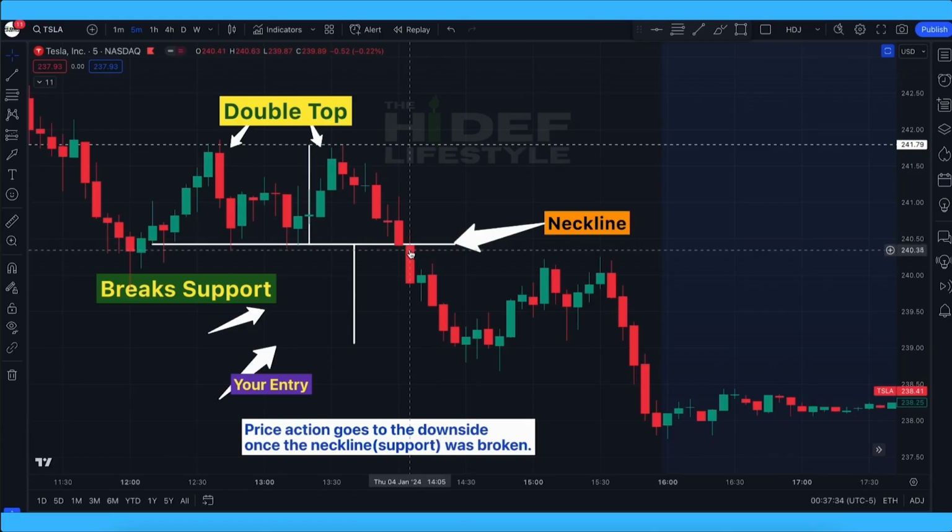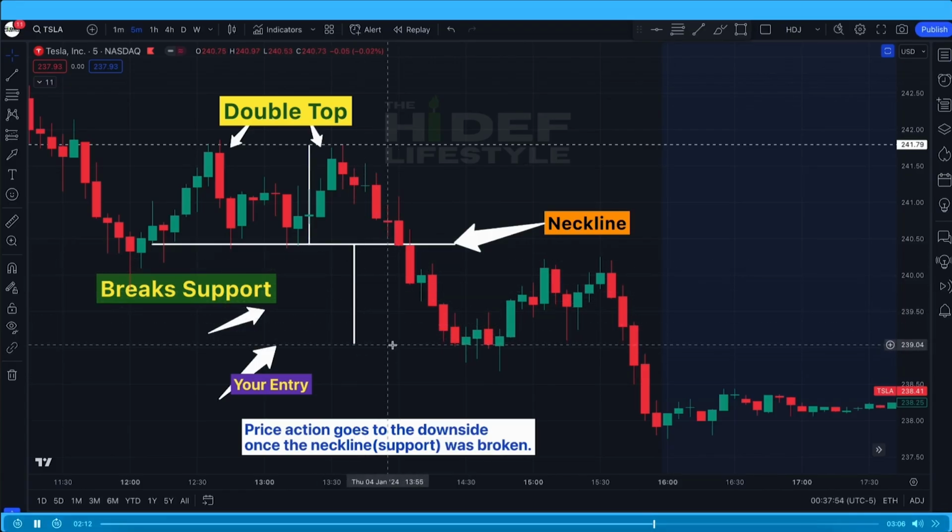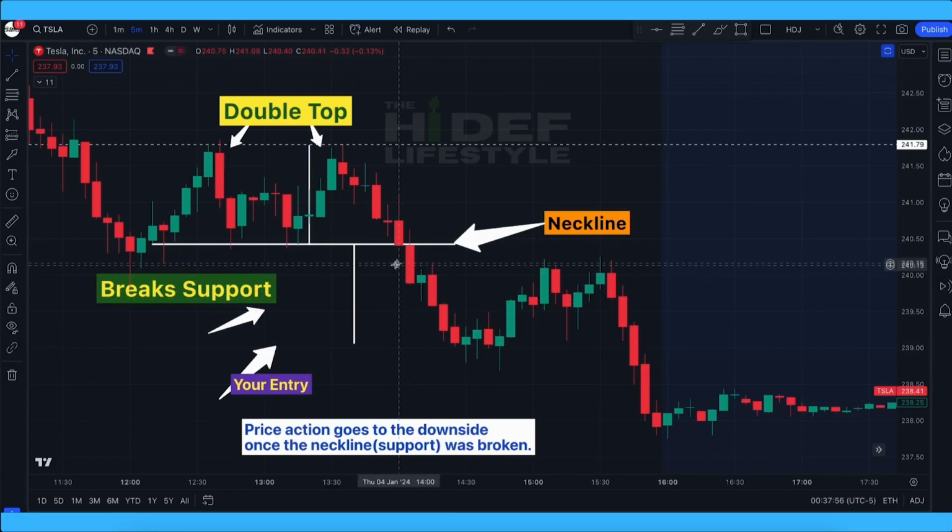So if you would have got into put positions, you would have made money as the stock went down. But if you would have still been in that put position, you would have started losing money as the stock went back up. So to play it safe, when you get this distance established, you can look to close your position once you get down to the bottom of this line.